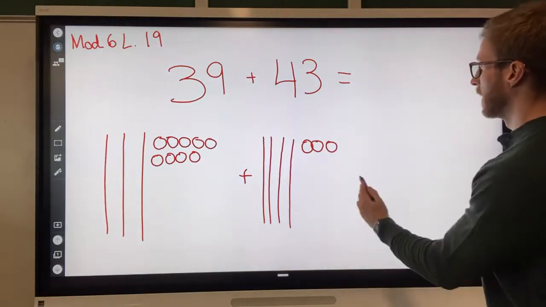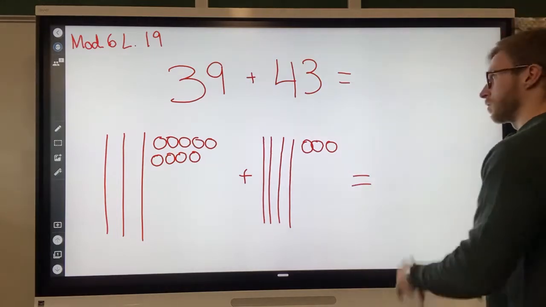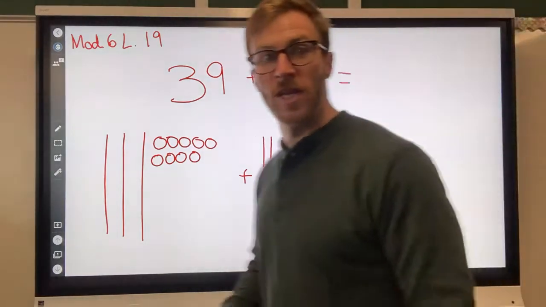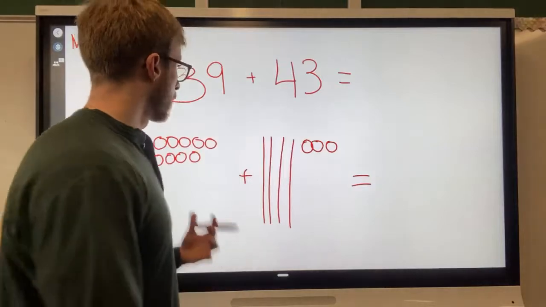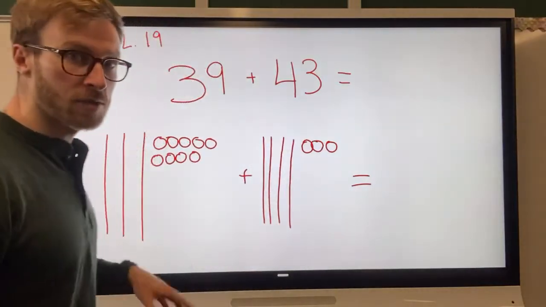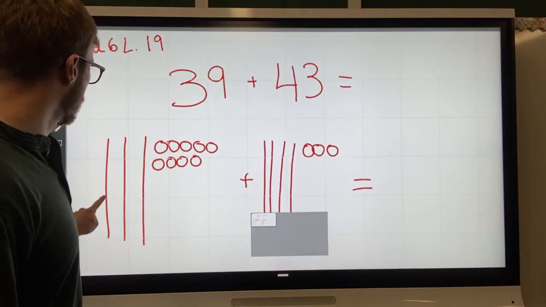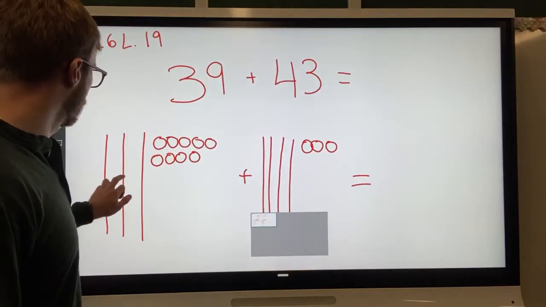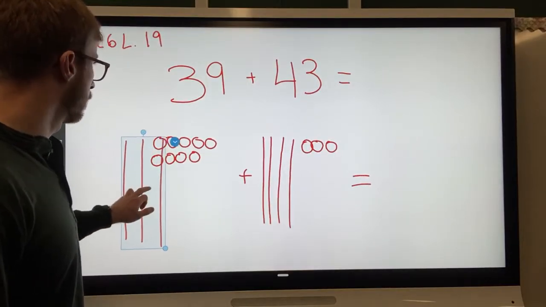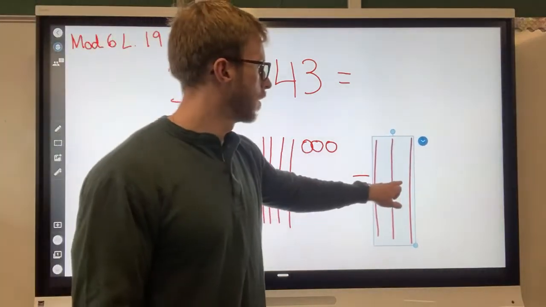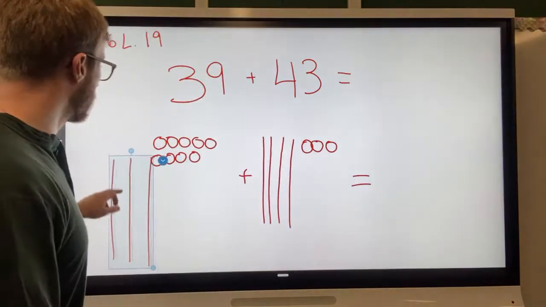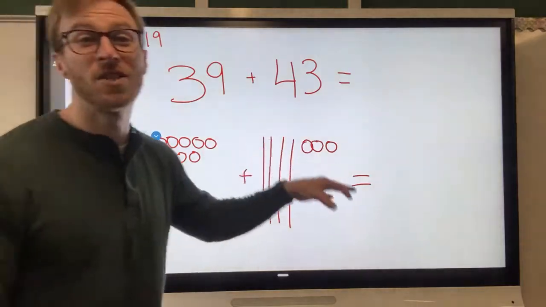Okay, now we need our answer. We don't need our answer in number form over here. We need our answer in picture form. So remember, we're going to take both these pictures and combine them, okay? If I were to move all of these over here, but remember, I'm not actually going to move them. I'm going to just redraw them over here.